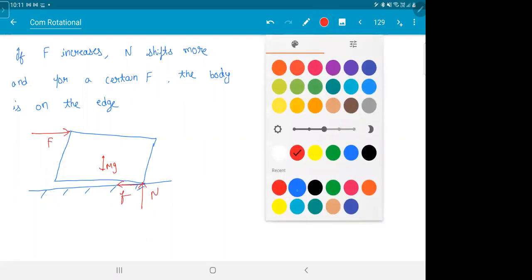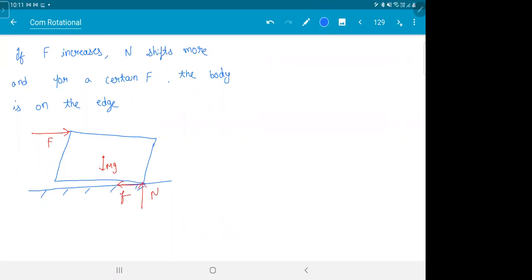You can try this: for example, your water bottle is there, push it on the top. If you keep pushing, at one point your water bottle will become like this. It is almost on the edge. Now, if you apply a little more, it just topples off. If F increases, the body topples over. The body falls over the edge. This is called toppling.